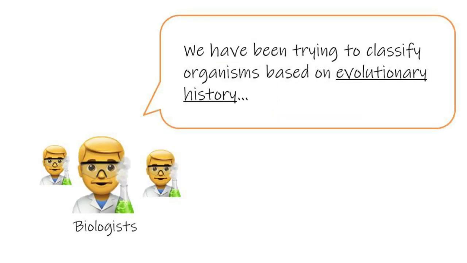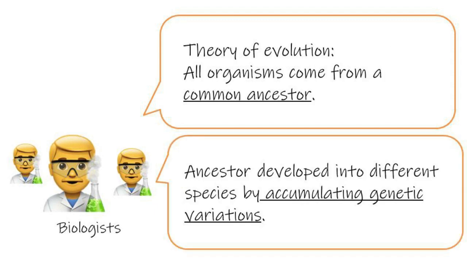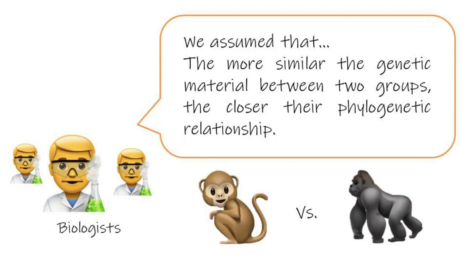In recent decades, biologists have tried to classify organisms based on evolutionary history rather than structural similarities. The theory of evolution suggests that all organisms come from a common ancestor, and that over a long period of time, the ancestor developed into different species that exist today by the accumulation of genetic variations. Evolutionary relationships, also called phylogenetic relationships, among organisms are difficult to establish, but they can be deduced from the studies of the genetic material of organisms.